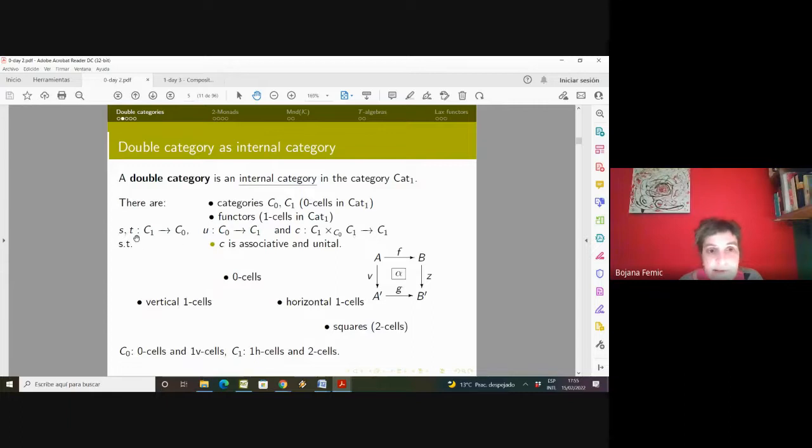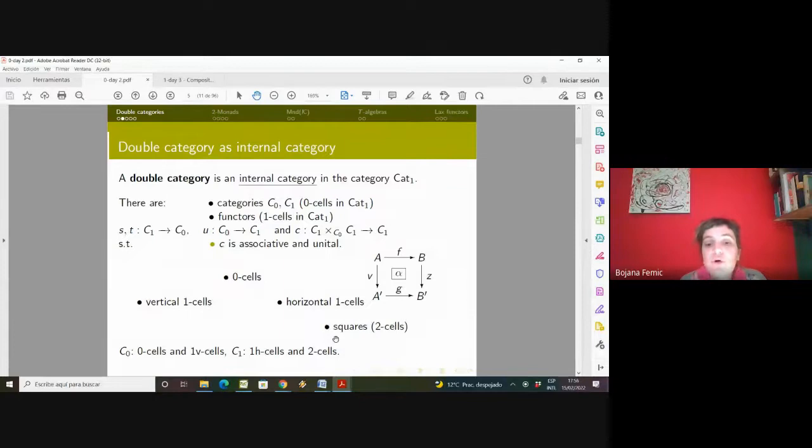So, for example, source and target, they start from the category of morphisms C1. So on objects, to each horizontal one cell, you can look at this square, F, one horizontal one cell above on the top. The source functor will give me back the object A. So you see the codomain of the source functor is the category of objects, C0. And the target functor will give me back B, which is the codomain of the morphism F. So this is how source and target are defined on objects, on horizontal one cells.